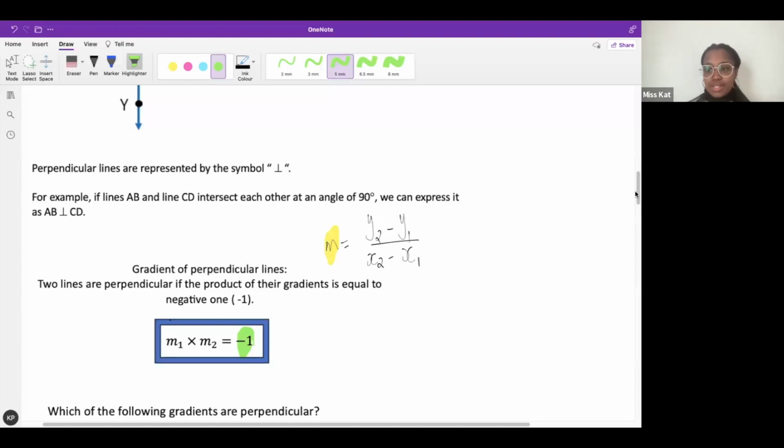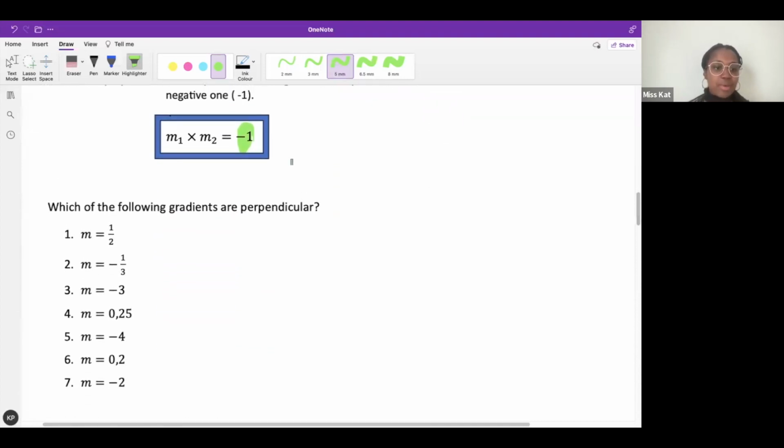So let's practice. I have 7 gradients over there, and we now have to figure out which of these 7 are perpendicular. I can tell you there's more than one pair that is perpendicular. So we need to find a few of these which are perpendicular to one another. Luckily we don't have to work out the gradient first, we're already given the gradient. We have to multiply those gradients and then check if they are equal to -1. If that's the case, then we'll be able to identify them.